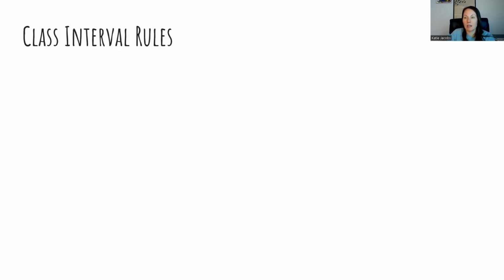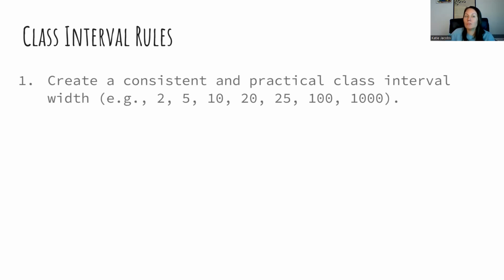All right, so there's going to be tons of rules. I'm going to give you these rules, and then you're going to use them to problem solve how to create a properly formatted histogram. Okay, so for example, one rule is that when we create these class intervals, the class interval width has to be consistent, so it has to be the same for every class interval that's in the one group frequency distribution table. It has to be consistent, it has to be the same, and it has to be practical.